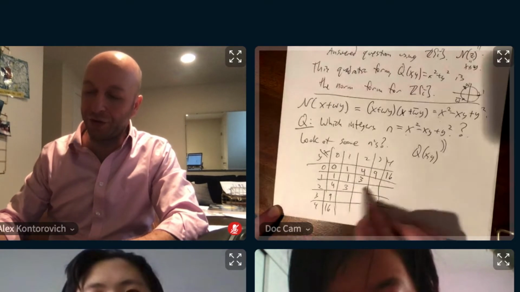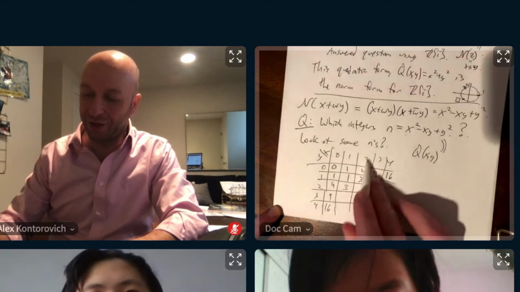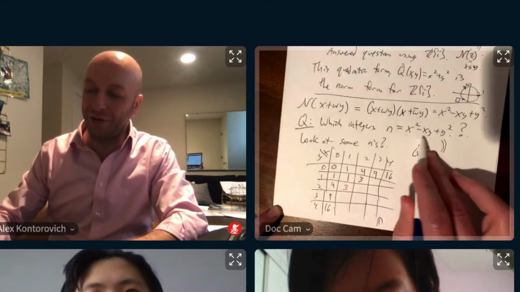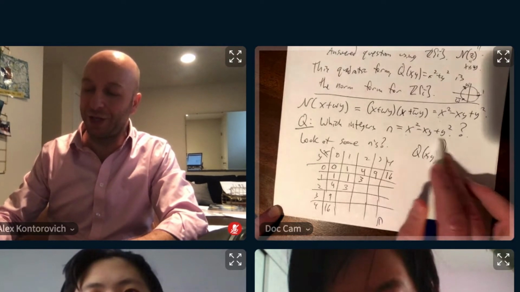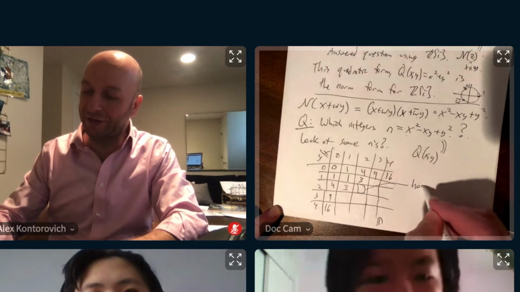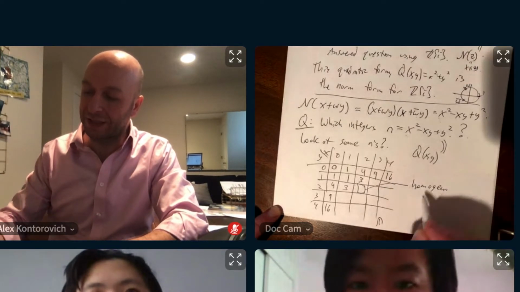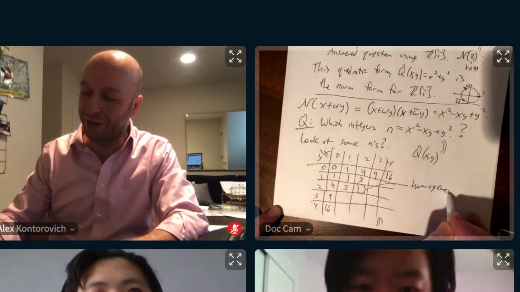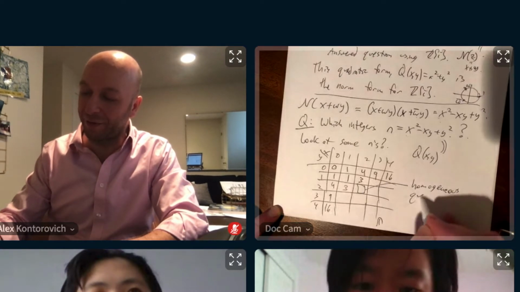Now, 2, 2, this is interesting. Because this is a homogeneous quadratic form, let's look at this square.